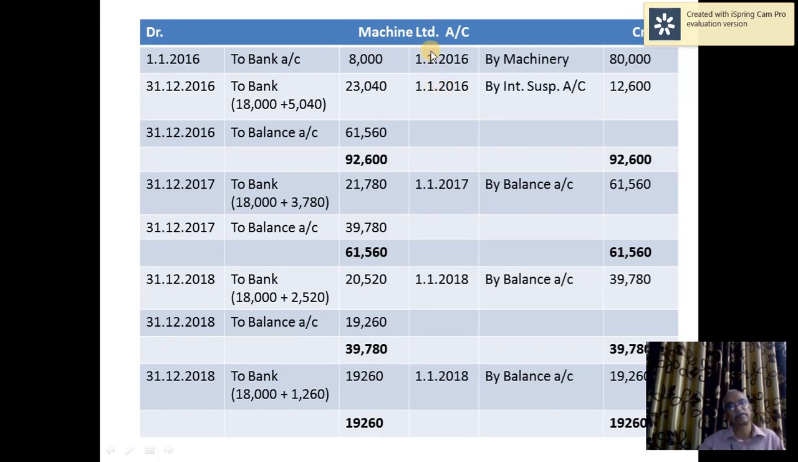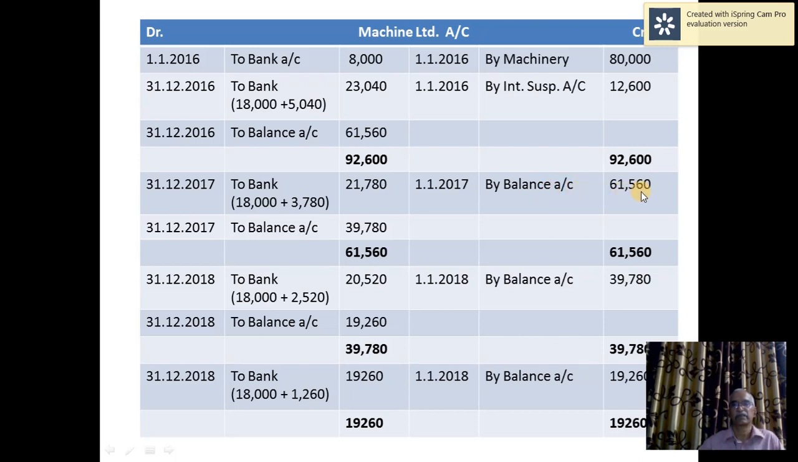Now installment sellers account. Installment sellers account is credited by these two values. One is cash price of machinery, and the other is total interest for the 4 installments, 12,600. Then how it is paid? First you are making the down payment 8,000. Then first installment, cash price in first installment plus interest 5,040, together 23,040. So the balance is 61,560. The same is brought down here.